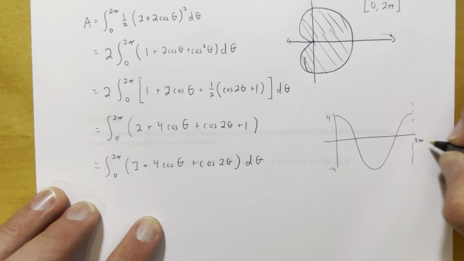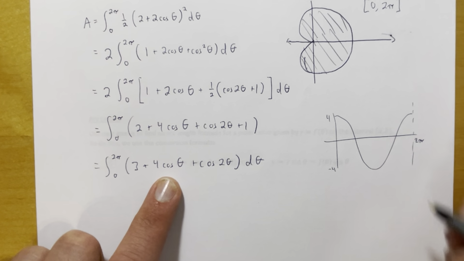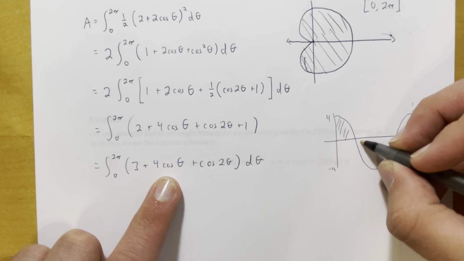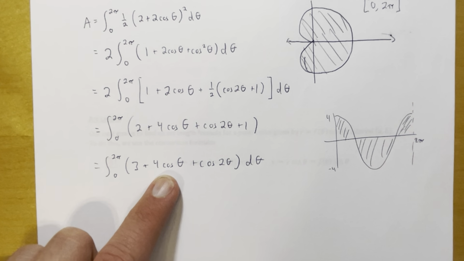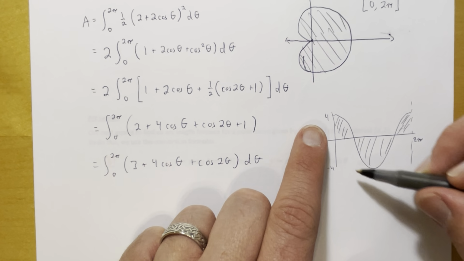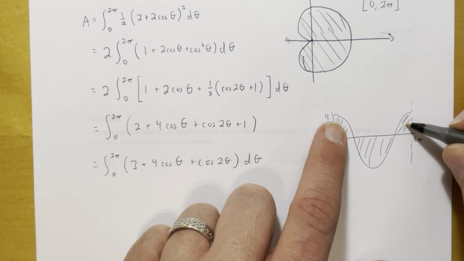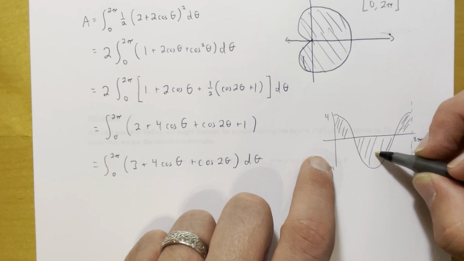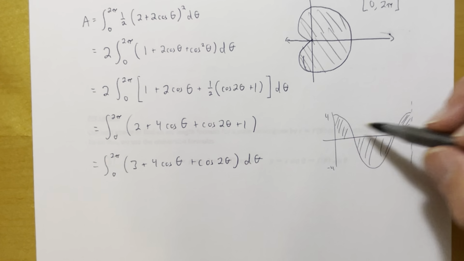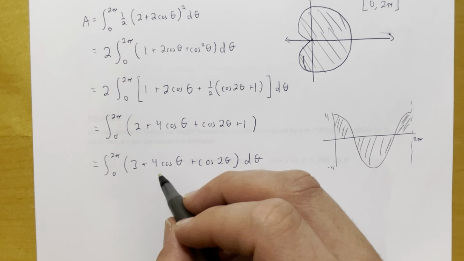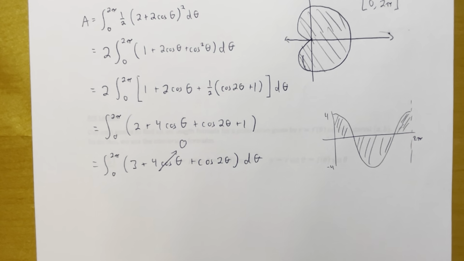function, right? The integral from 0 to 2 pi of 4 cosine of theta is interpreted as the area between this curve and the x-axis. But because of the symmetry that occurs in this function, I have the same amount of positive area here as I do negative area here, which means that integral is going to come out to 0. The positive and the negative cancel. So this term right here is going to go to 0 when I do that integral.